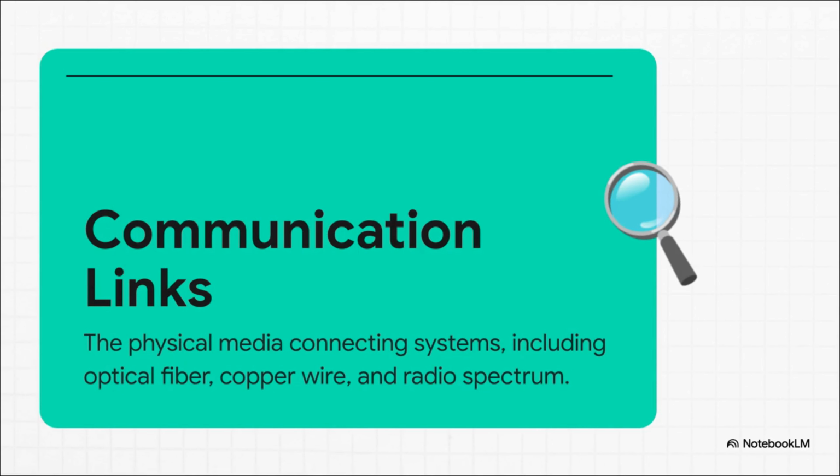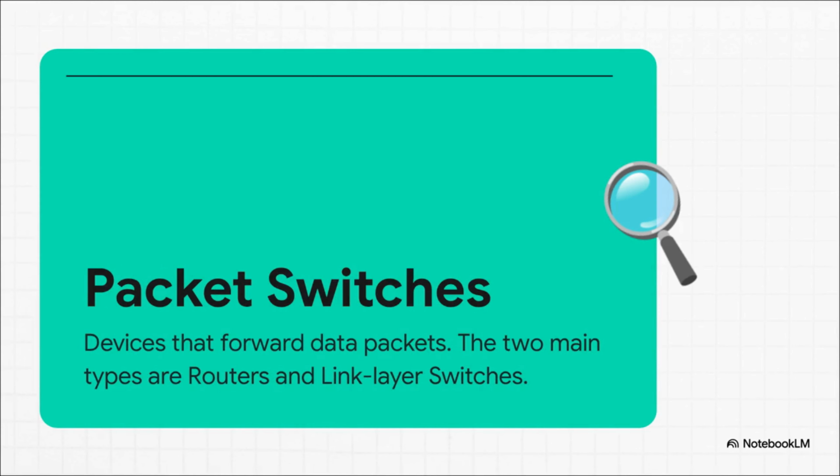Next, we've got communication links. You can think of these as the physical highways for our data. We're talking about everything from the fiber optic cables buried under our streets to the invisible radio waves that give us our Wi-Fi and cellular service. This is literally the stuff that carries our digital world from point A to point B. And finally, we have packet switches. These are the traffic cops of the internet. Devices like routers and switches take all our data, which gets broken down into these tiny little pieces called packets, and they direct them through this digital maze, making sure they get to their destination.